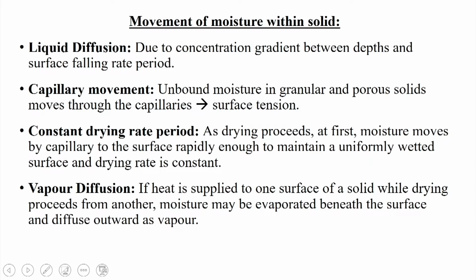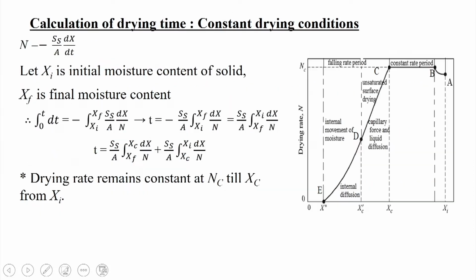Another one is vapor diffusion. If heat is supplied to one surface of a solid while drying proceeds from the other, like in a tray, suppose we are supplying the heat from the bottom and the drying is taking place from the top, the moisture may be evaporated beneath the surface and diffuse outward as vapor. These are the movements of moisture within the solid.